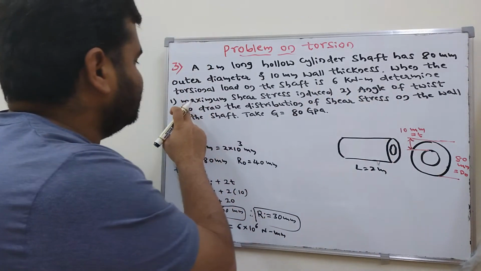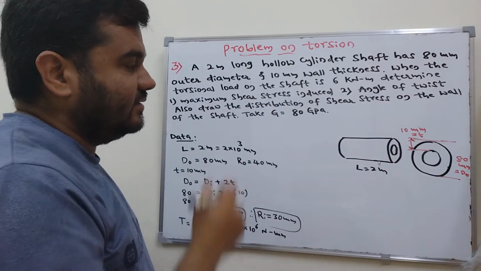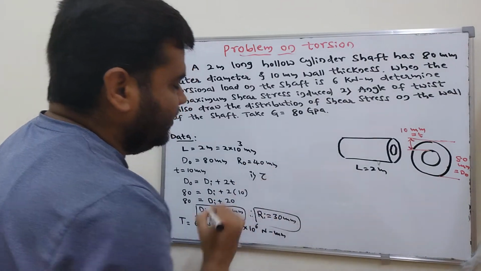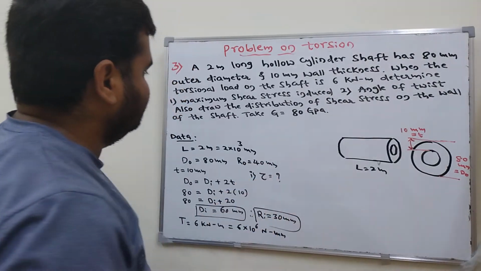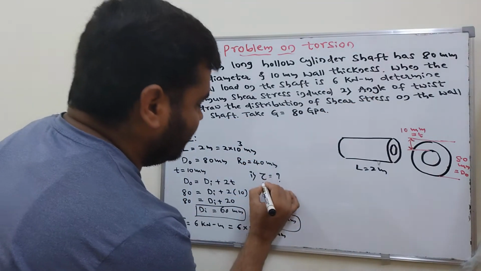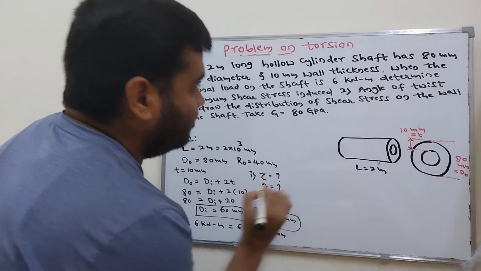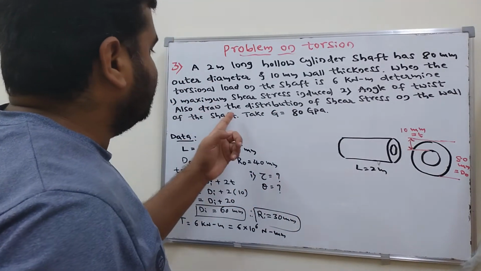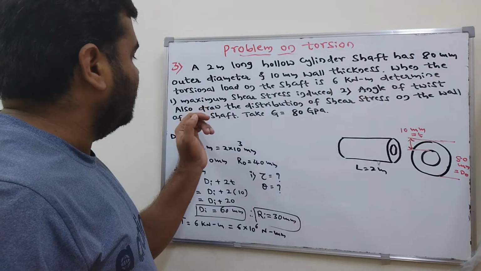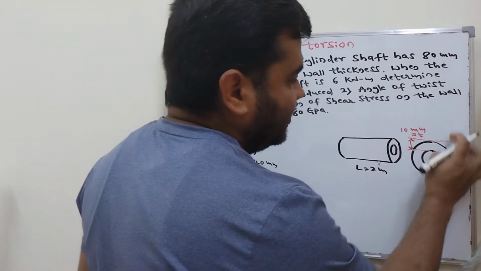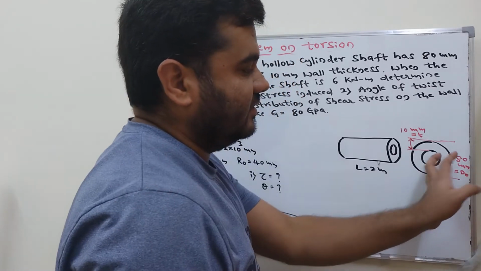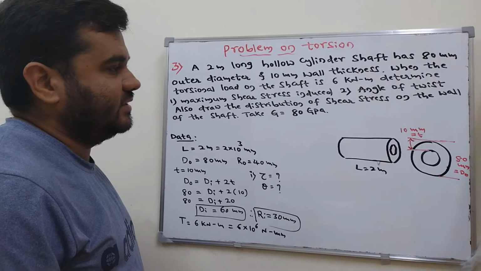Determine the following. The first one is the maximum shear stress induced. The second one is the angle of twist theta. Also draw the distribution of the shear stress on the wall of the shaft. We need to draw the distribution of shear stress.